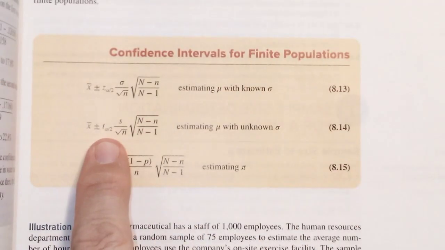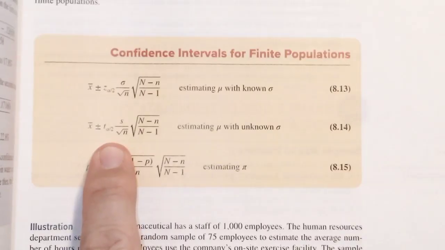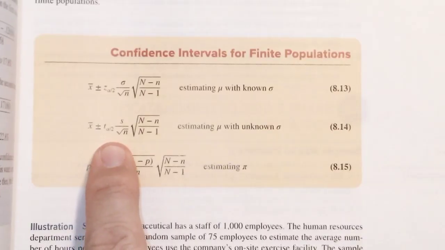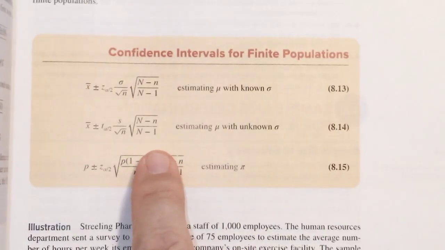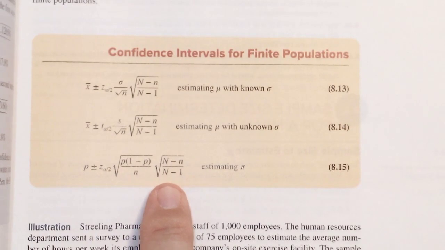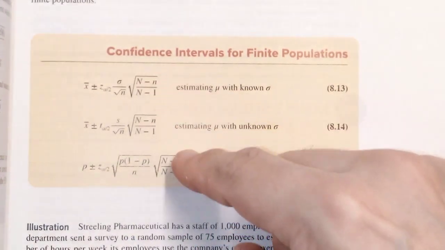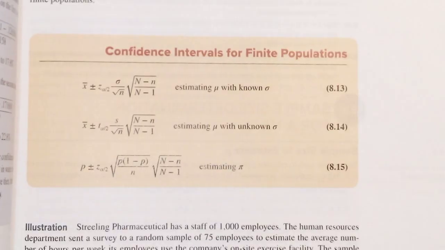This is what happens when I don't know the standard deviation for the population. I use my sample standard deviation, but then I have to use a t table, not a z table, because we're dealing with the weirder distribution. And then I multiply by this control factor. Same thing with a proportion. So all I have to do is multiply this onto my margin of error to take into account the relative size of the population.